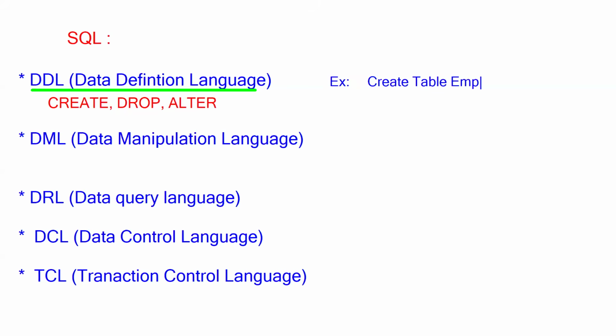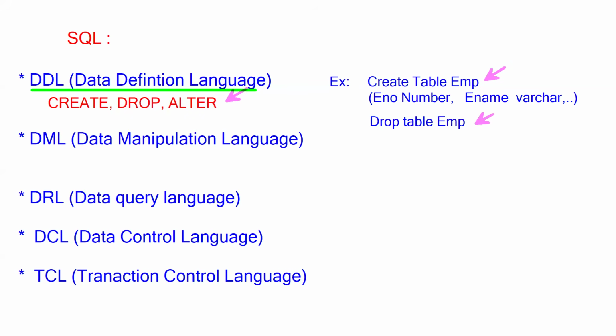Create table EMP, and have columns like employee number, number type, and employee name, varchar type. Okay, I can create a table with multiple columns. Next one, drop command. I can drop tables. Drop table EMP. I can remove it. Okay, I can create table, drop table, and even alter table. In the sense, I can modify the structure of the table.